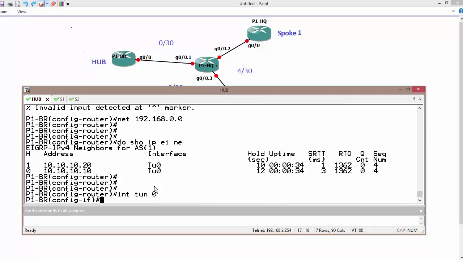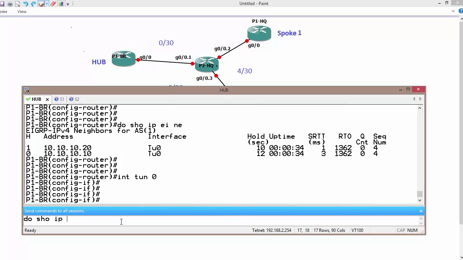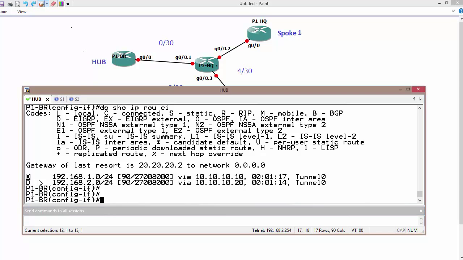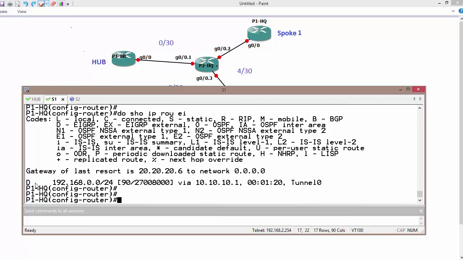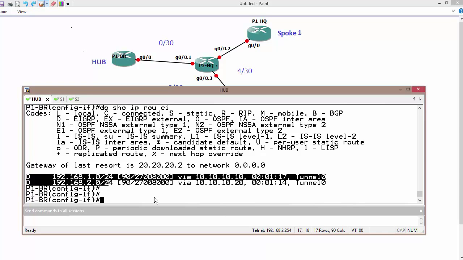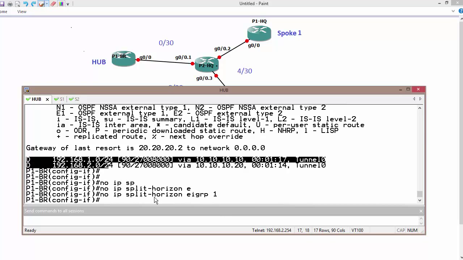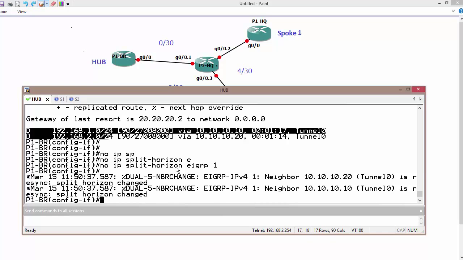I would like to check the routing table first. Do show ip route eigrp, which we learned from Enhanced IGRP. So the hub knows both networks. If we look at the spokes, they have only the hub network. They do not have any information about the other spoke because of split horizon. So no ip split-horizon eigrp 1. After disabling split horizon, it is going to resync.